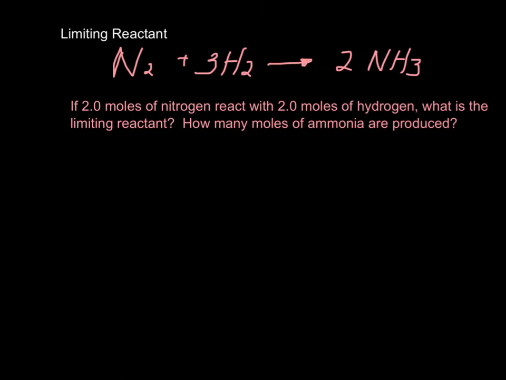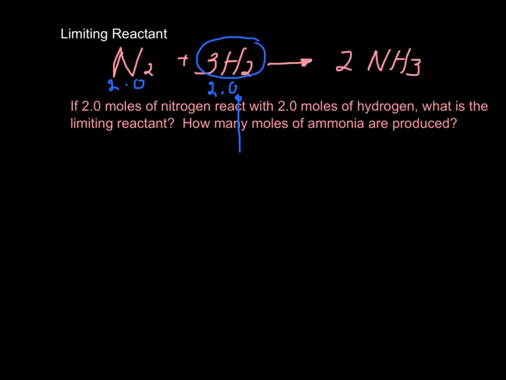So 2 moles of nitrogen react with 2 moles of hydrogen. What's the limiting reactant? If I have 2 moles of this and 2 moles of that, can you tell which one you're going to run out of first? I think it's pretty simple just to look, right? Since you start with the same amount of each one, but you need more hydrogen, can you see that you're going to run out of hydrogen first? So hydrogen is your limiting reactant.